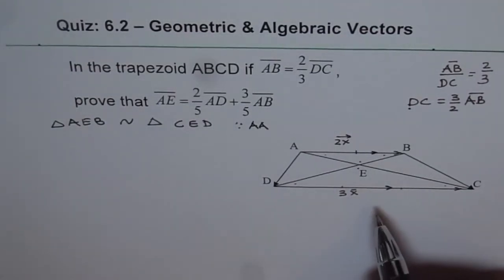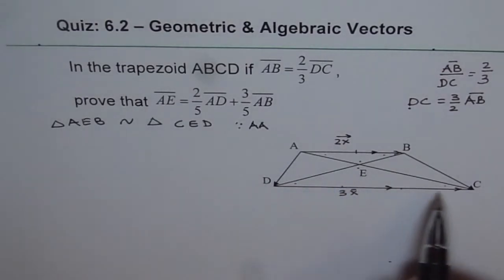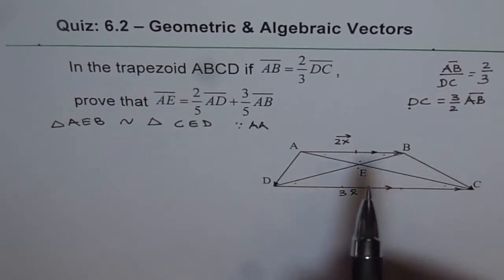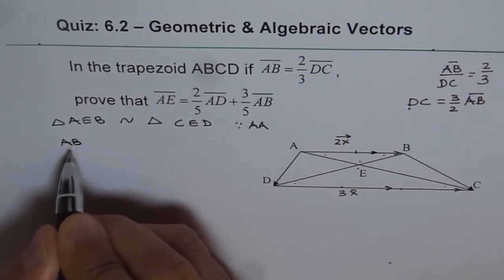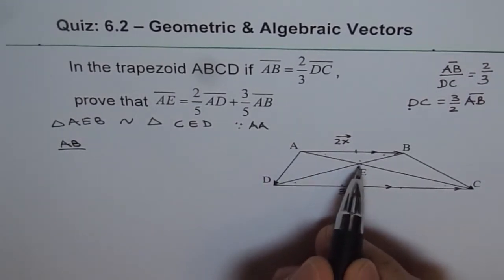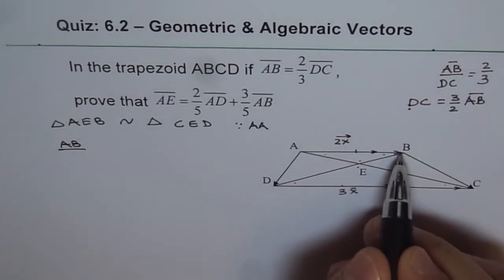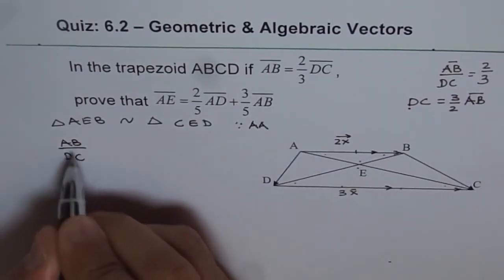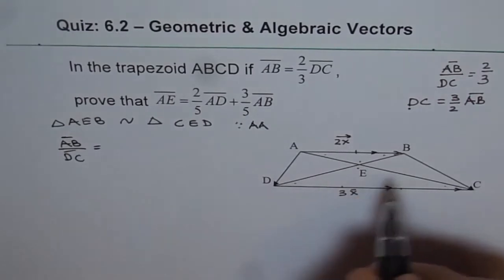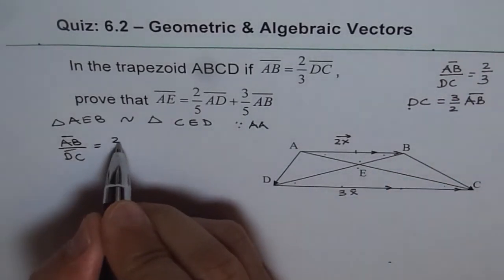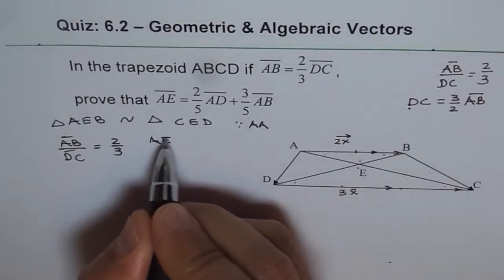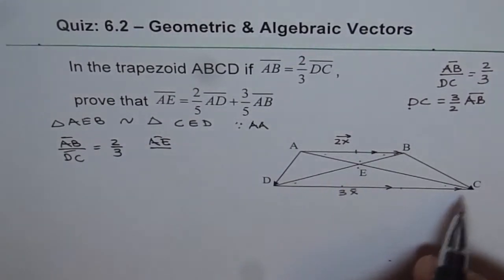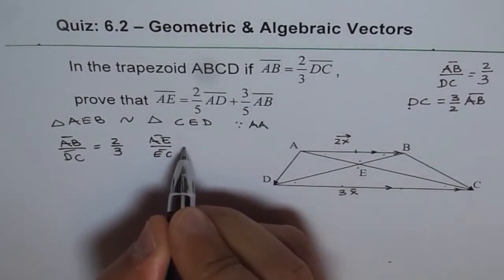Since they are similar triangles, ratio of their sides is constant, correct? So when we say AB over DC, we have AB, that means the smaller side from here to here, over DC is equals to 2 over 3, so that is a constant. Then AE over EC will also be 2 over 3, correct?